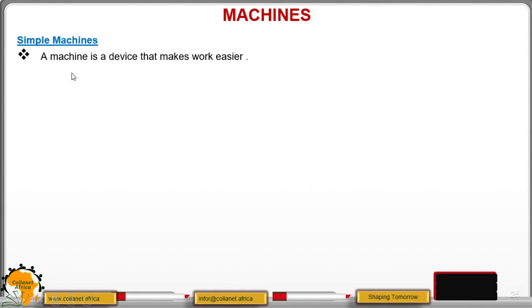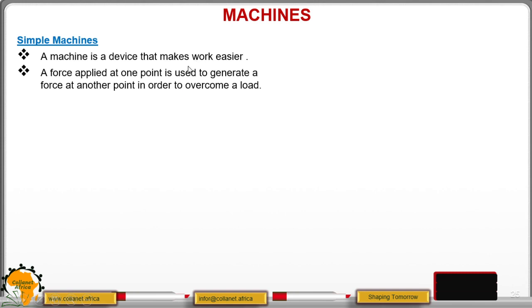First of all, we need to understand what a machine is. This is a device that makes work easier. In a machine, a force that is applied at one point is used to generate a force at another point in order to overcome a load. So a load is the force that is acting on the machine, and the effort is the force that is being exerted by the machine.